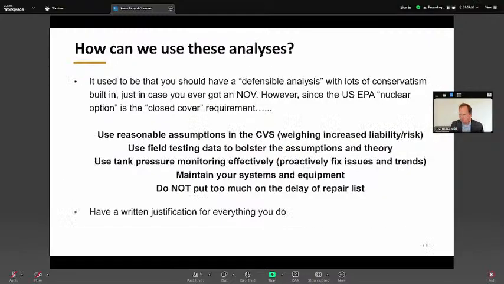So, to close, how do we use these analyses? We want to make sure that we're building defensible analyses with a lot of conservatism, but we also want to make sure that we are doing it in a reasonable manner to evaluate the risk of regulatory pressure. So we're evaluating with full tanks, we're evaluating at the most conservative production numbers, and we want to have justification in that design basis for what we're doing.